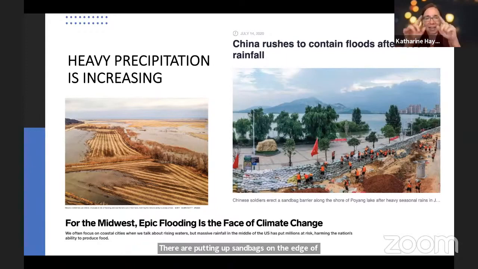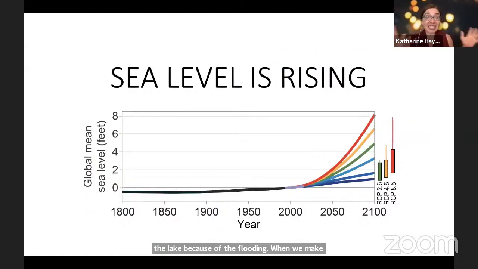This one's even worse. Sea level rise. All we have here is some colored lines, and they're nice rainbow colors. They look attractive. They look pretty. You think, oh, sea level rise. Feet. Let's see, 2, 4, 6, 8. Well, that sounds interesting. What does that mean? What that means is we have 700 million people living within a few feet of sea level.